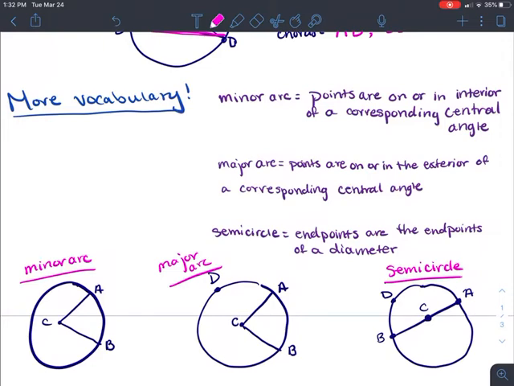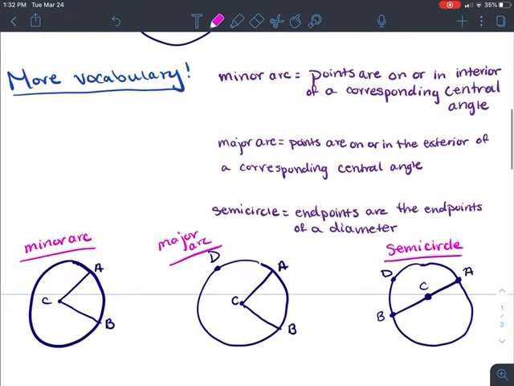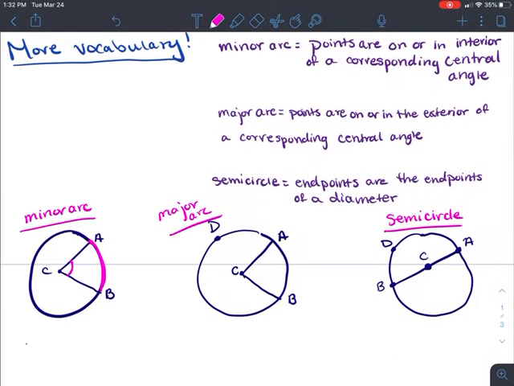So we've got a minor arc. A minor arc is where the points are on or in the interior of a corresponding central angle, all right? So if we go down here, here is our central angle. The minor arc is right here. That's our minor arc. And what this is saying is that the measure of angle ACB is equal to the measure of the arc AB. So whatever this angle is right here, the arc is going to be the same. You can also translate that: if the arc is a certain angle, then the central angle is that measure as well.